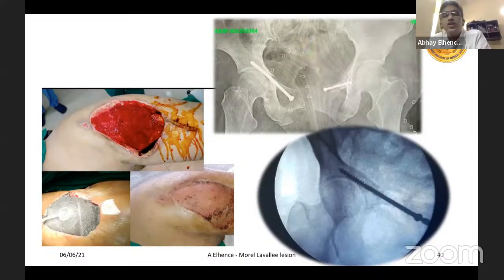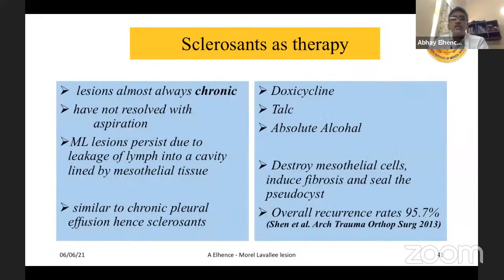And therefore, one has to master the minimally invasive techniques as well, because in certain situations, soft tissue conditions will prevent us from doing our standard operative procedures that we would like to do in certain pelvic and acetabular fracture patients. Sclerosing therapy, I have no experience with this, and it is only for completion's sake, but this therapy is done especially in chronic lesions where the lesion has been missed, delayed in diagnosis, or presenting late with a pseudocyst with a fibrosis and a capsule that has already formed.